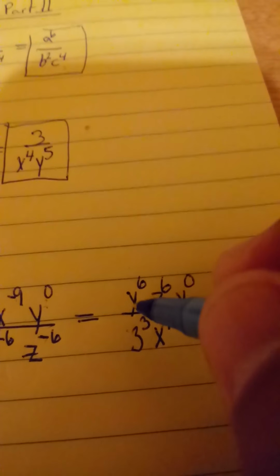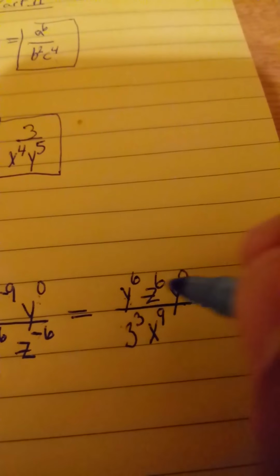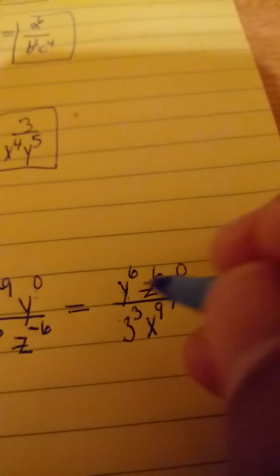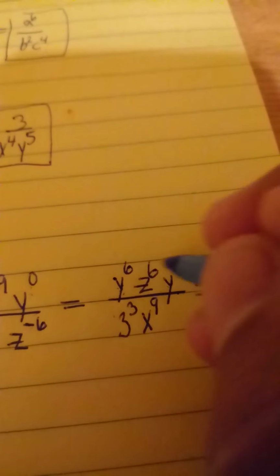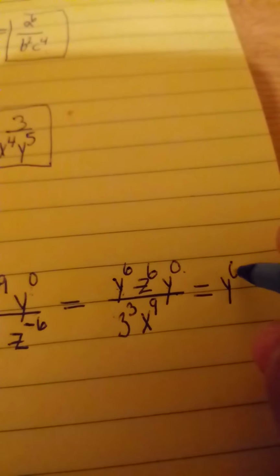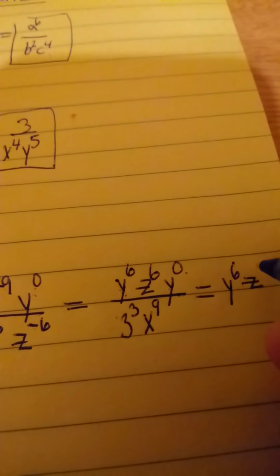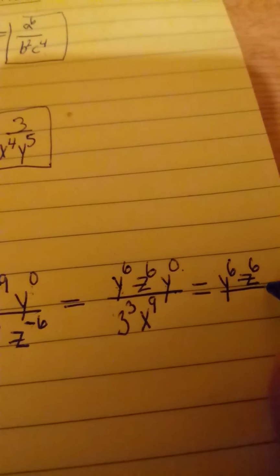Now if we take a look, we have two like variables, and according to our rules, if we have like bases right here, we're going to add the exponents. So y to the 6 plus 0 will be 6, and z to the 6. Keep in mind these things need to be in alphabetical order. So that's what we're going to end up with on top.